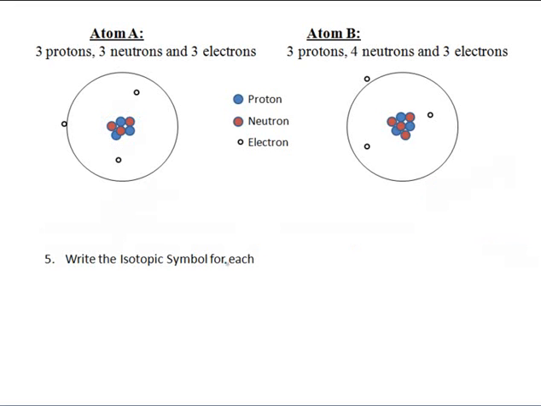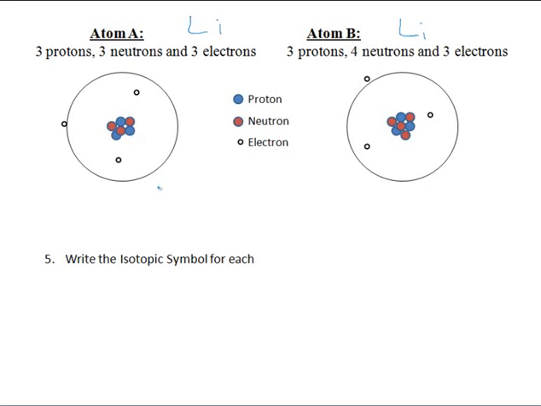So it also says write the isotopic symbol for each. Now this is the first time we've used that term, and an isotope is when I have 2 variations of the same element. These are both lithiums, right? We said this is lithium and this is lithium. The difference is that they have different numbers of neutrons, and therefore different mass.